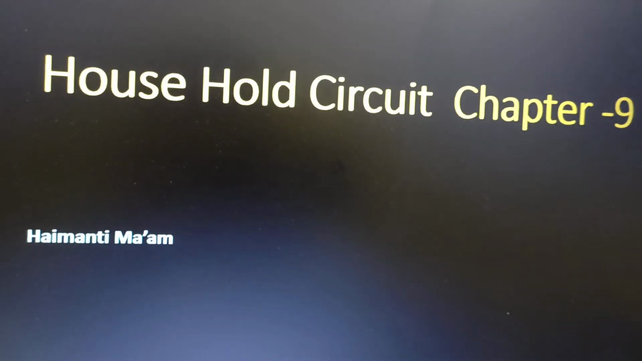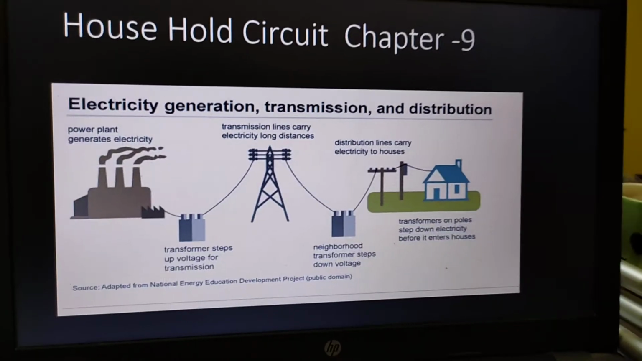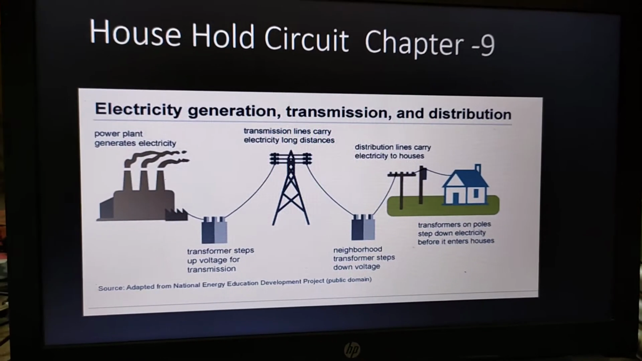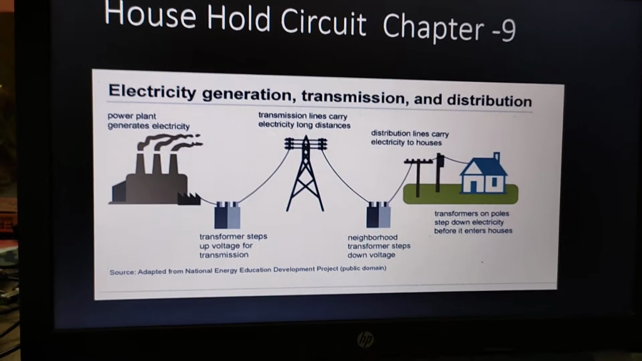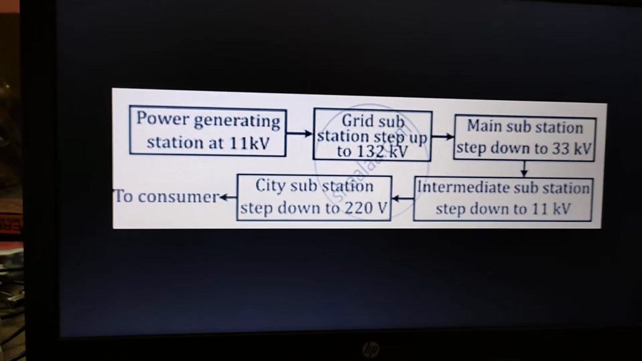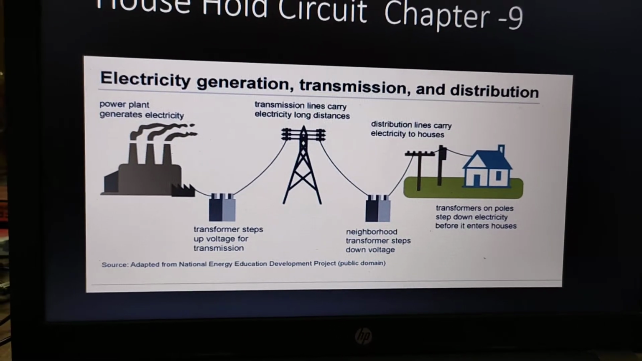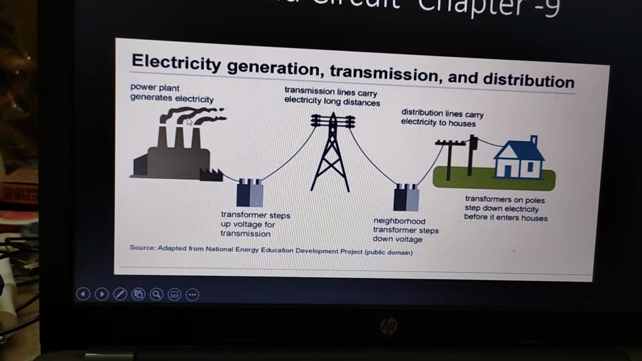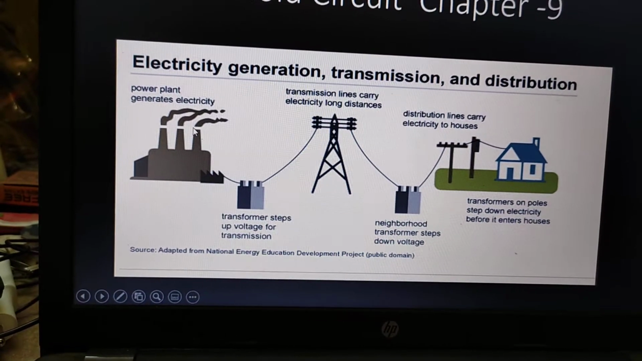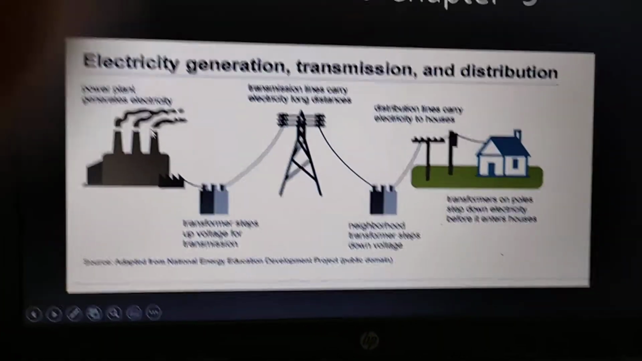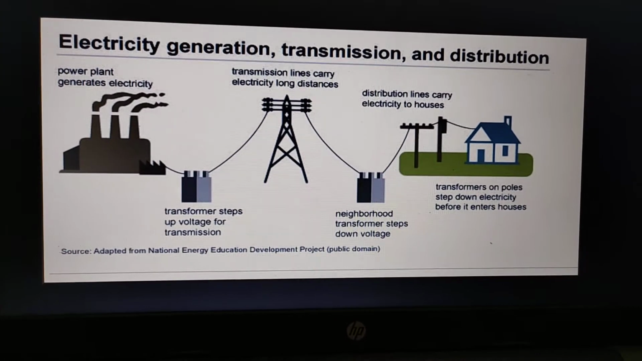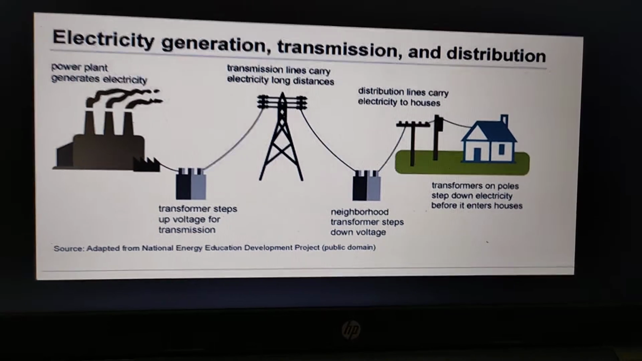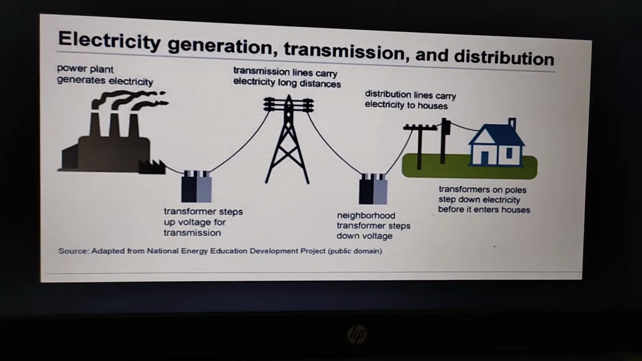So if I consider my first slide, that is electricity generation, transmission and distribution, or household circuit. You can see here at the very beginning in this slide that the power plant generates electricity. Generally, a power plant like Kolaghat thermal power or DVC will generate electricity either by thermal power or by hydroelectricity as per their choice.